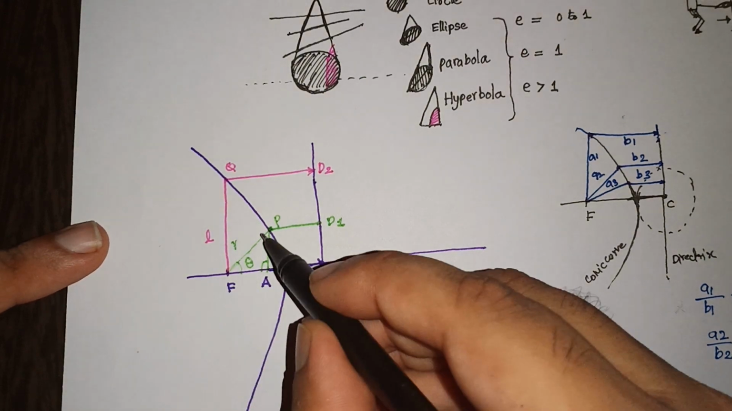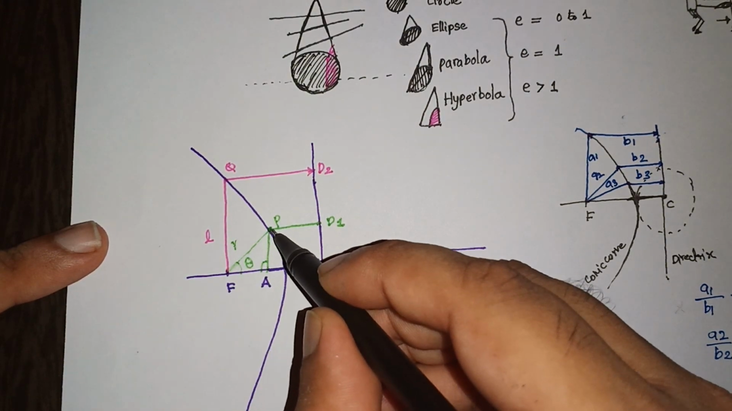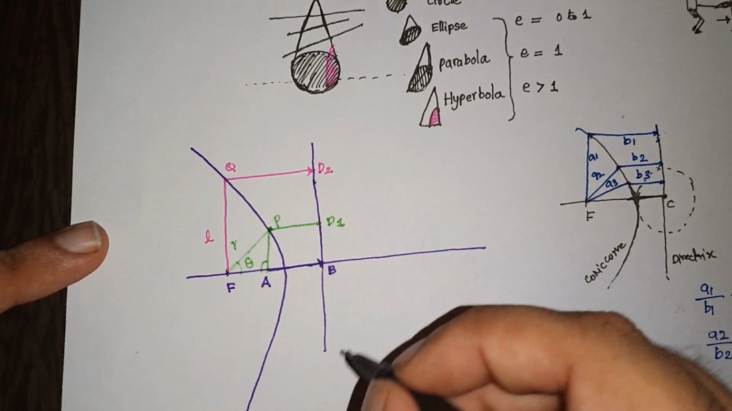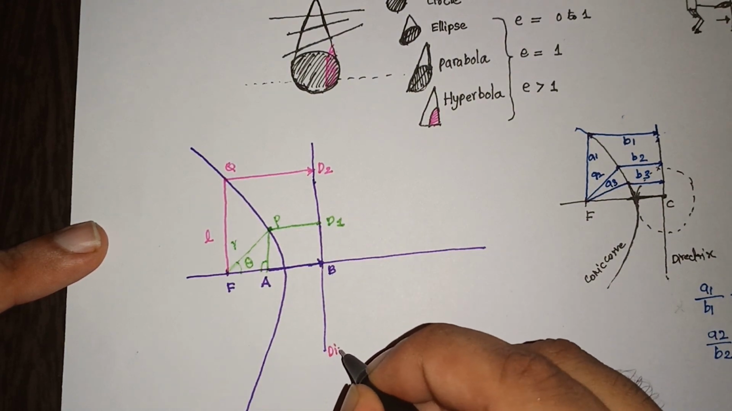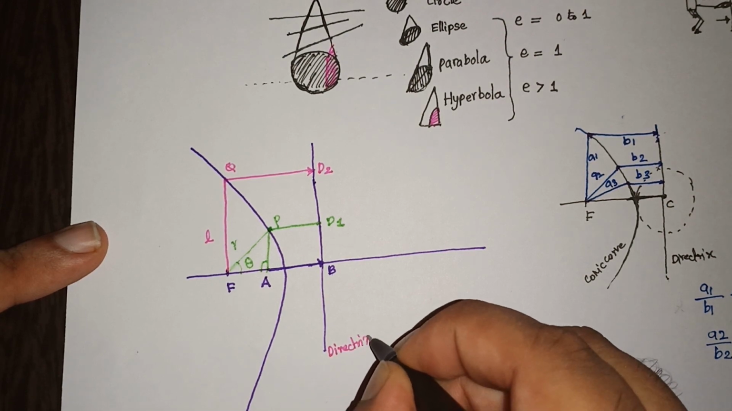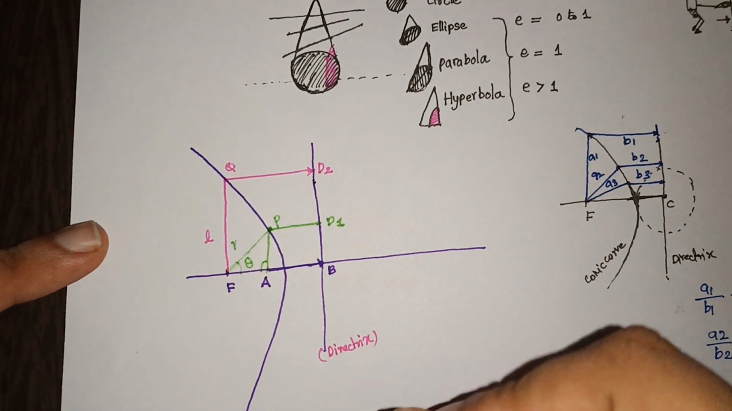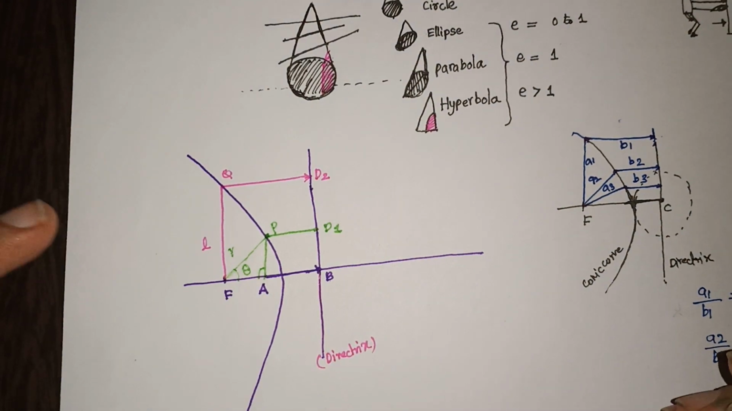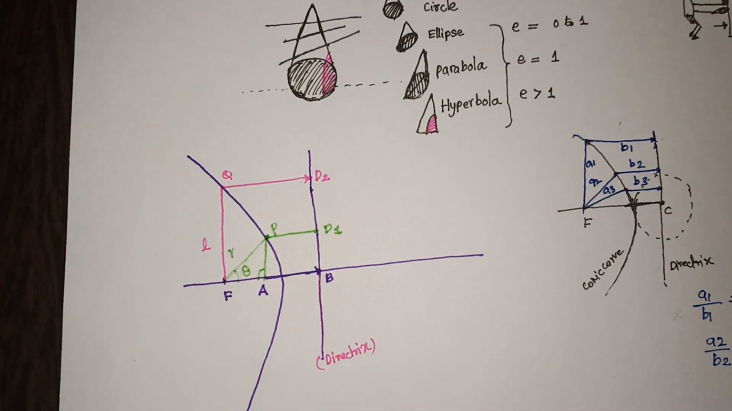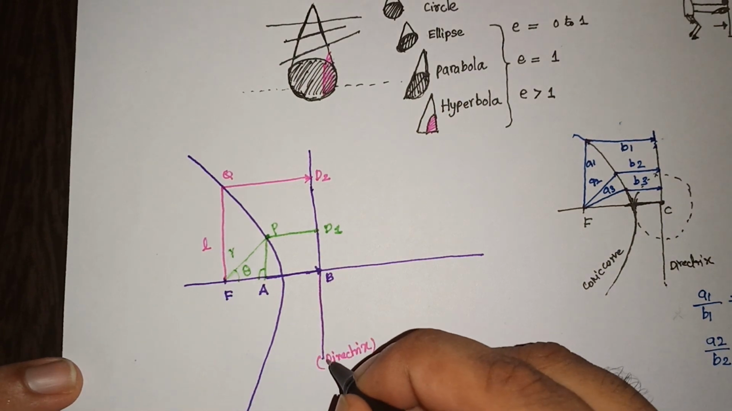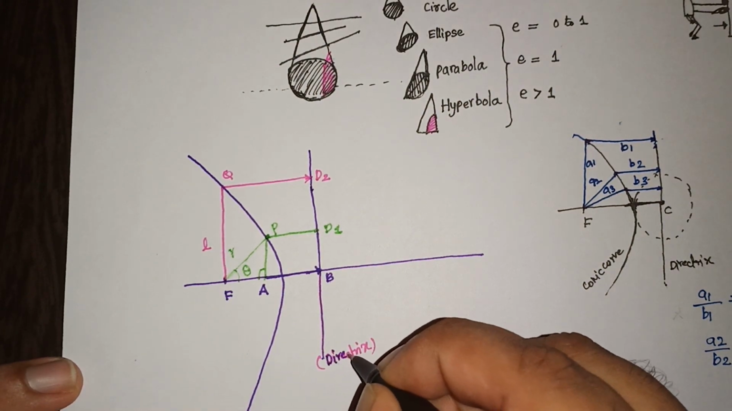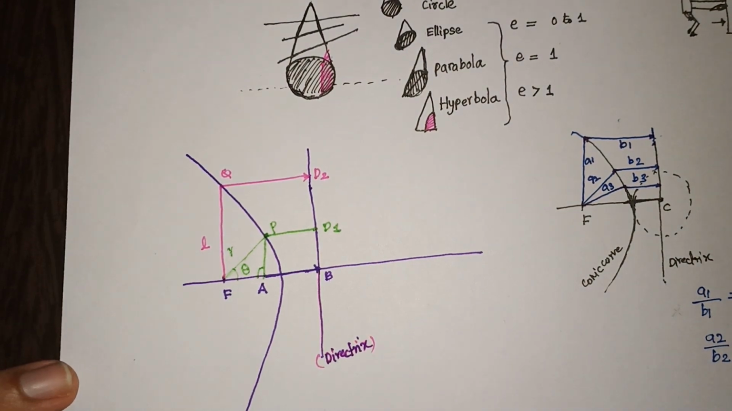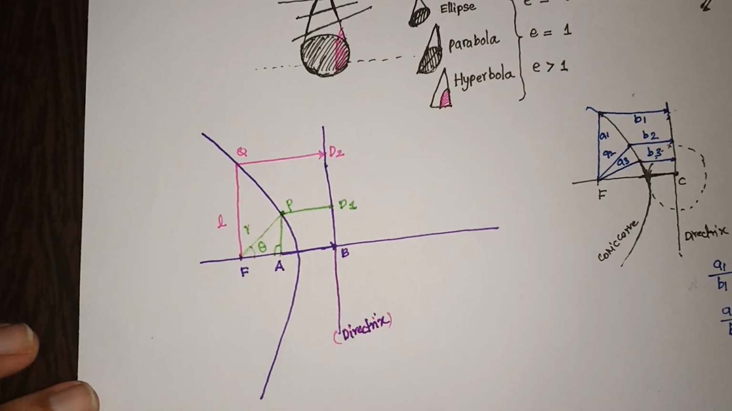Now we have radius R for this curve. We have some point P, and from P you are going to hit here to the directrix. So this is going to be the directrix. Whatever color you use, you should be in a position to remember it and understand it yourself. So this is the directrix.